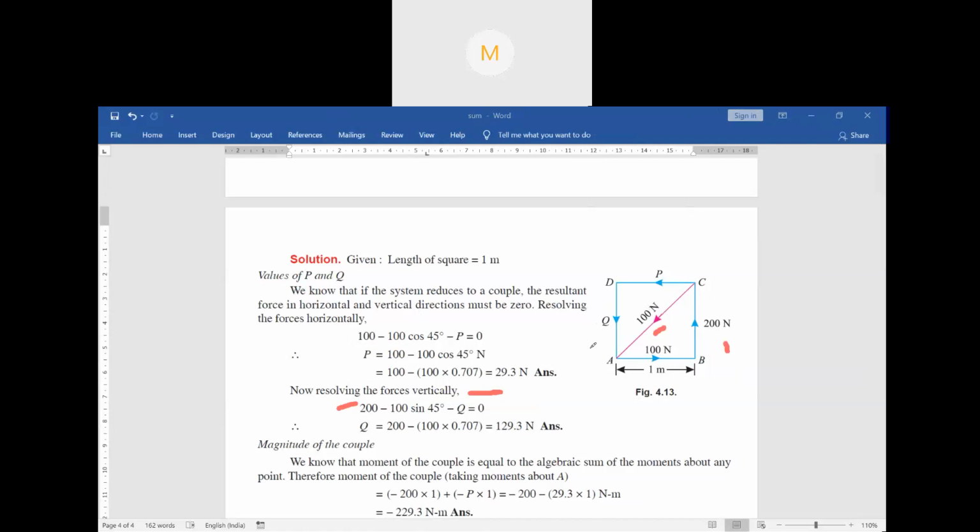So this one, if you think it like this, in this manner, that means 100 sine 45. So it is coming down now. That is why here it is negative. Then Q, we take it this side. So we found out Q to be 129.3. Okay, clear? Now after that, what will happen?